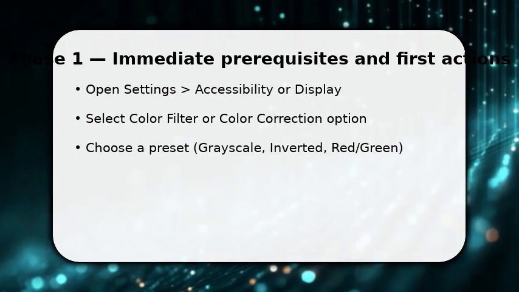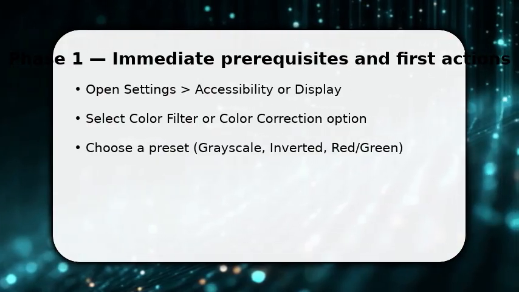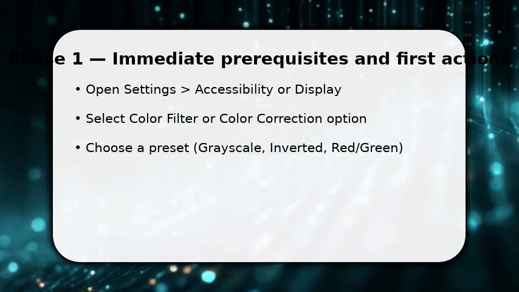You begin by opening settings and going straight to accessibility or display. Don't stop to tweak other options. Select color filter or color correction now. This is the control center.